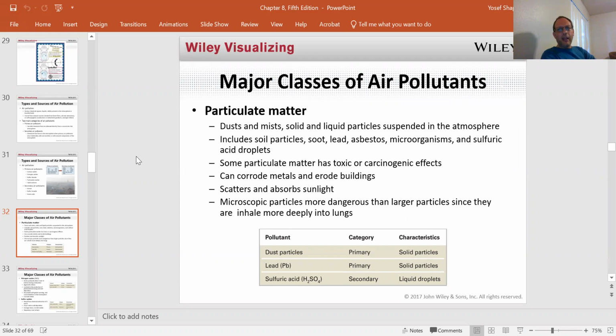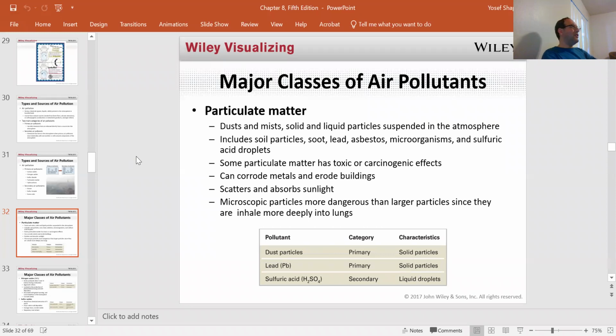asbestos. That's why you've got to be careful, and I'll talk about this later on. When you knock down a building that's got asbestos in it, we have to do what's called containment so we don't release asbestos particles into the atmosphere. And the sulfuric acid droplets from burning different chemicals that we'll talk about in a little bit. And many of these particulate matters can have toxic or carcinogenic effects.